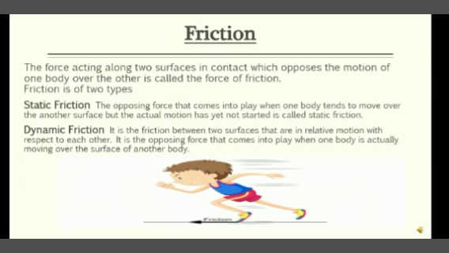Friction. The force acting along two surfaces in contact which opposes the motion of one body over the other is called the force of friction. Friction is of two types.